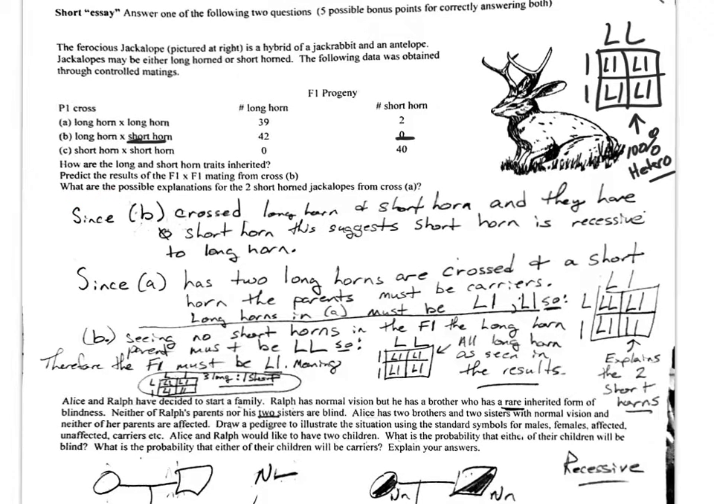And then the next one says: what are the possible explanations for the 2 Shorthorn jackalopes in cross A? Everybody understands jackalopes are made-up creatures, right? Okay, because some people might think that they actually exist. They don't. I know it's funny, but you never know. What are the possible explanations of 2 Shorthorn jackalopes for cross A? We look at A. How is it we get these? Well, because they're heterozygous, and I explained it all here, and that should answer that question.